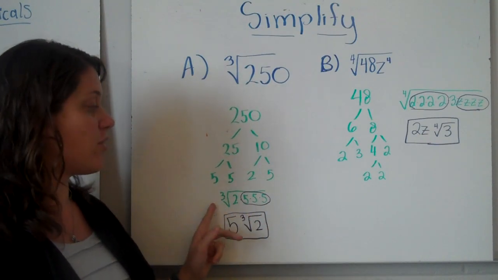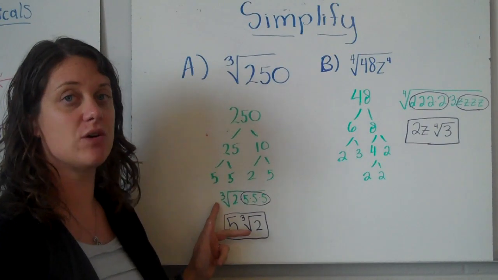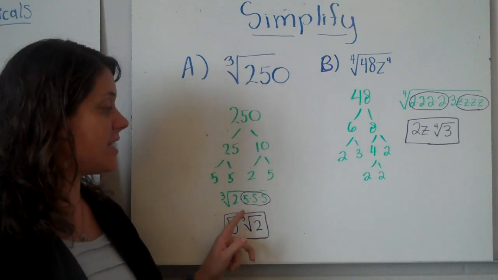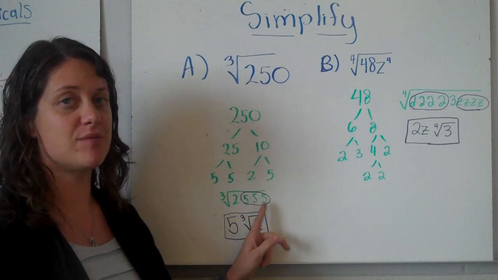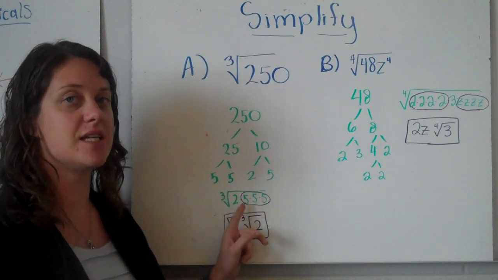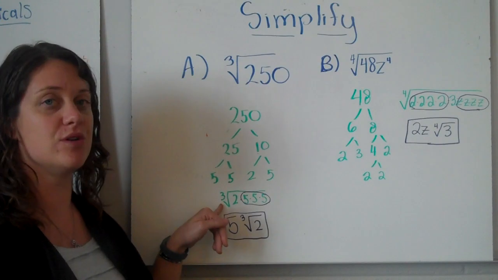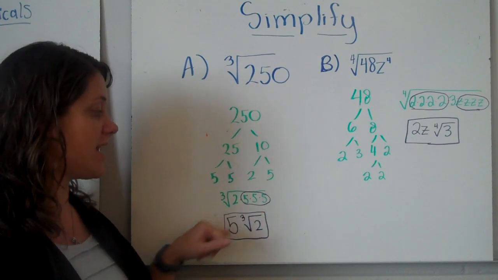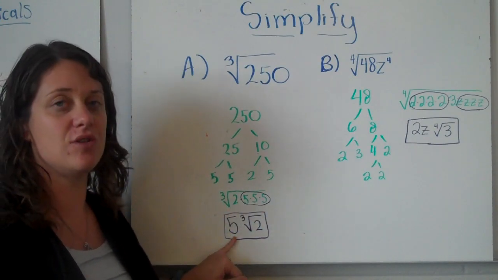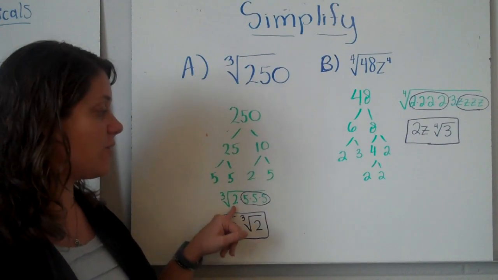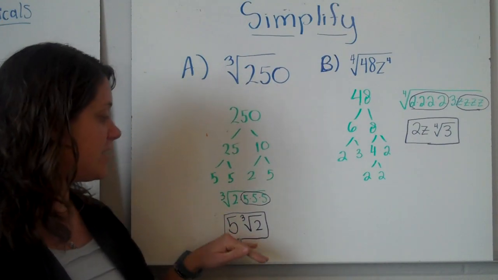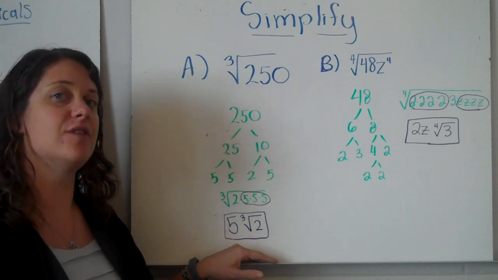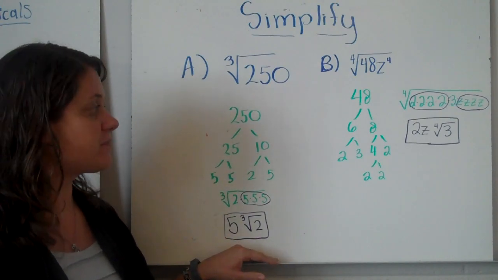Now, since I have the third root, I'm going to take out groups of 3. I see that I have 3 5s repeated here. Every time I have a number repeated 3 times, I can take it out because it's a third root. So I take that out and put it out here because it's no longer under the radical. What's left under the radical is the cubed root of 2. So my final answer is 5 cubic root of 2.